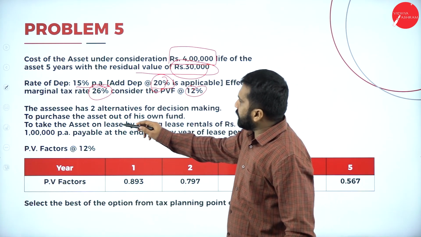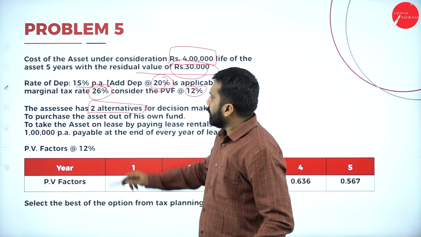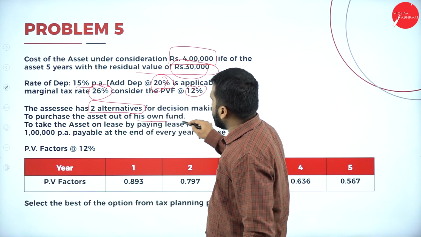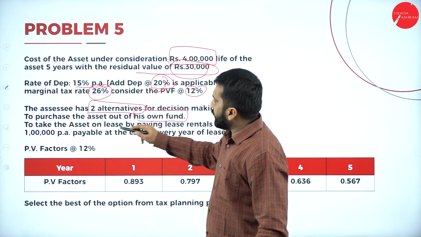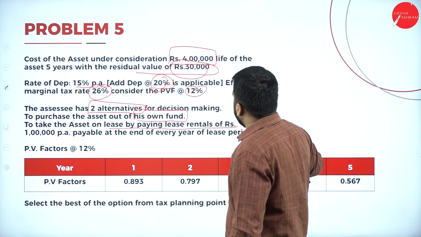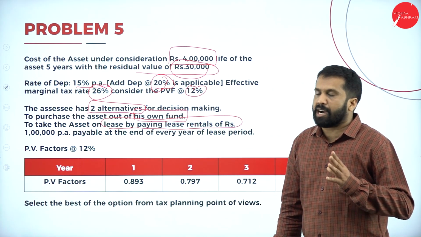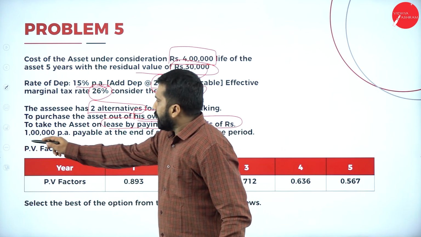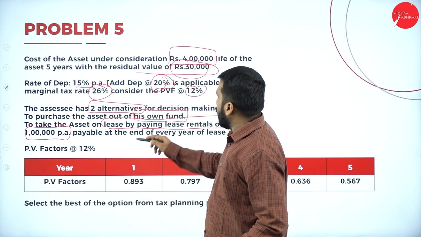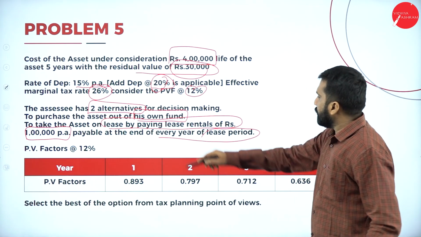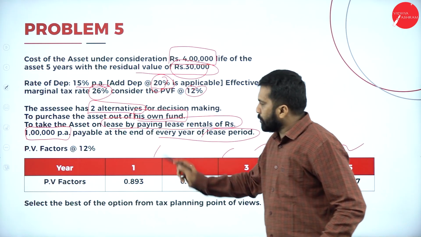Now, assessee has 2 alternatives. What is the first one? Purchase of asset out of his own fund. You know that easy procedure. To take the asset on lease by paying lease rental. What is the second option? Taking lease. How do you take? Like 1 lakh per annum is your lease amount, payable at the end of every year of lease. These are the information. These are the PV factors you have.